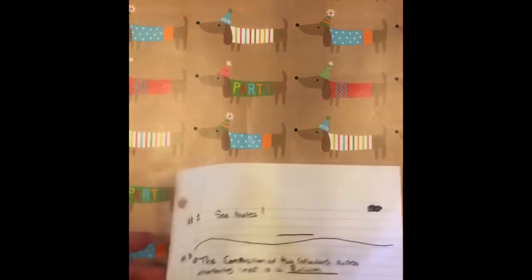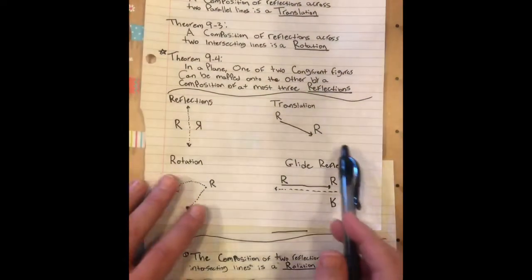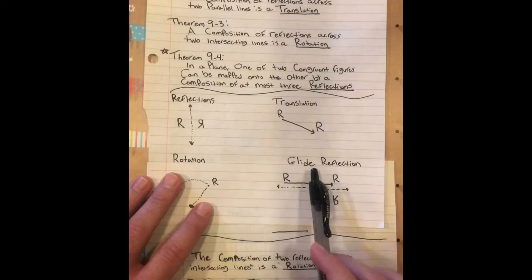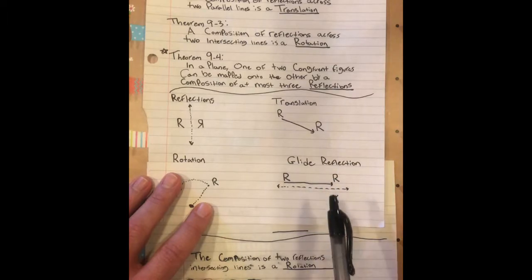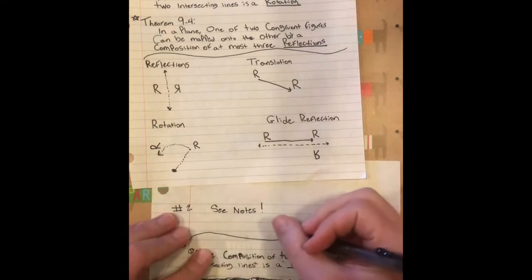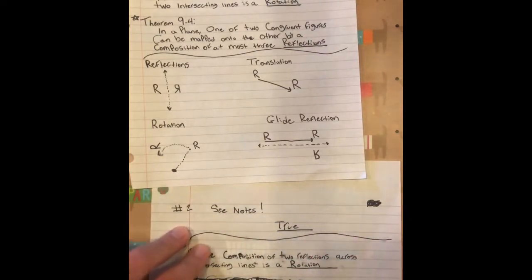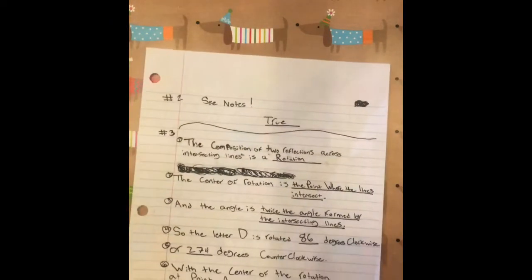So question number 2, C notes. So the problem number 2 says a glide reflection is a composition of a glide, or translation, and a reflection across a line parallel to that. So if we look at question number 1, specifically here, it says a glide reflection is the composition of a translation and a reflection. That is true. So number 2 is true. Okay, moving on to question number 3.